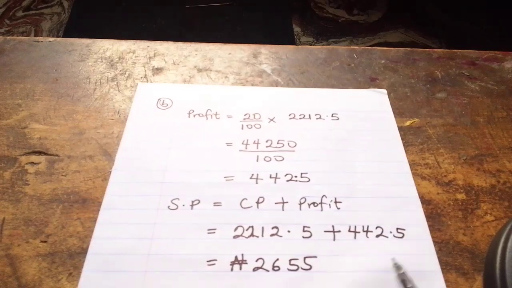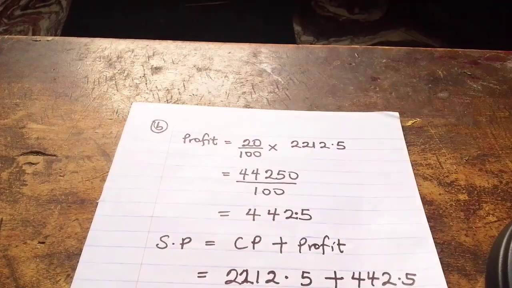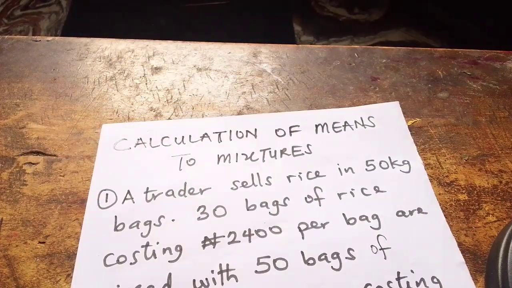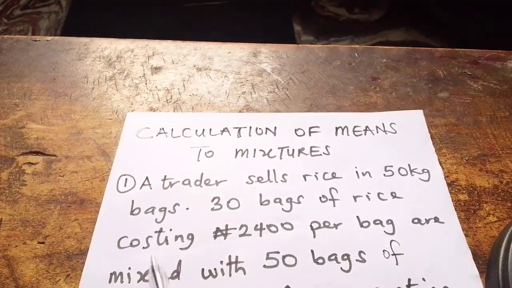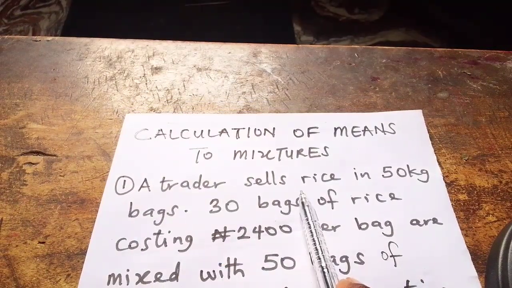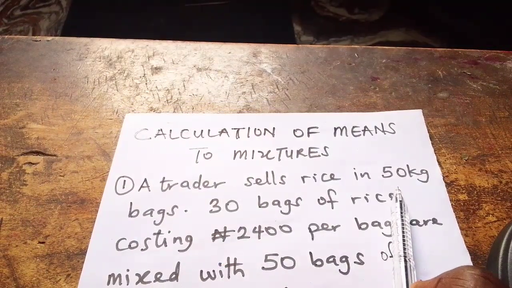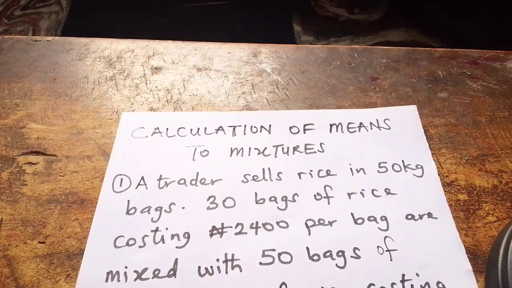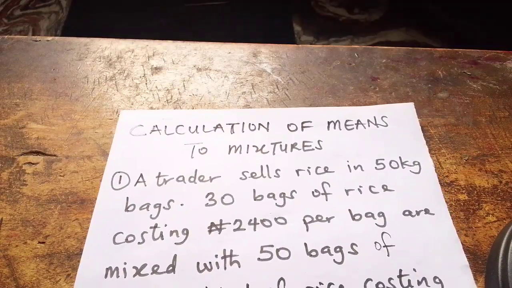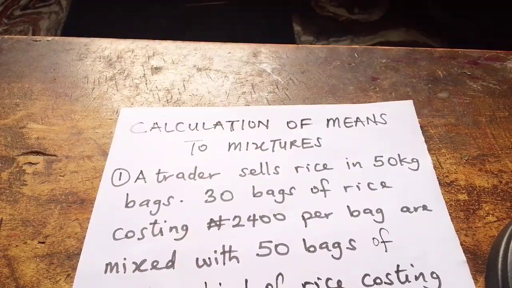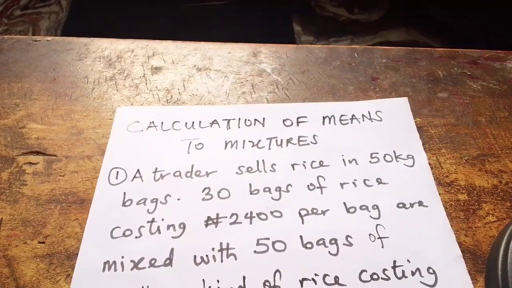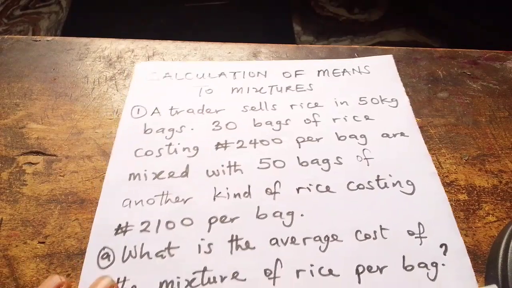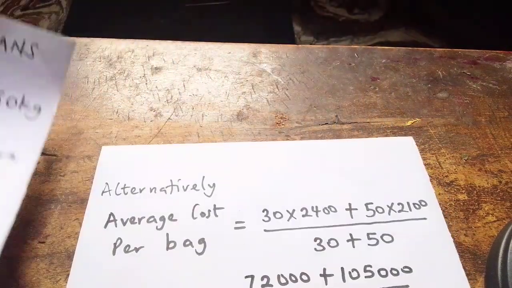Now, alternatively, you can also decide to solve this same question in another way. The question says that a trader sells rice in 50 kilogram bags, 30 bags of rice costing 2,400 naira per bag are mixed with 50 bags of another kind of rice costing 2,100 naira. So alternatively, you can solve it this way.